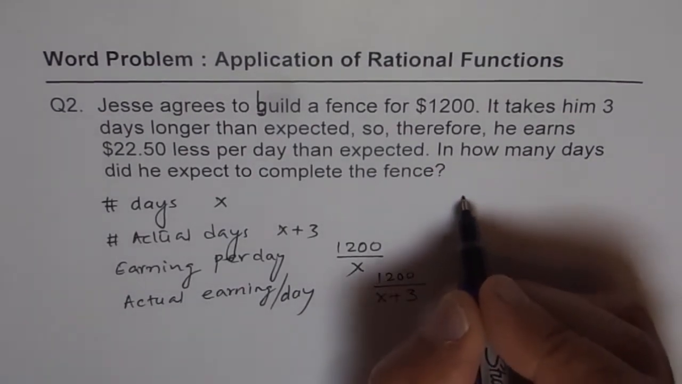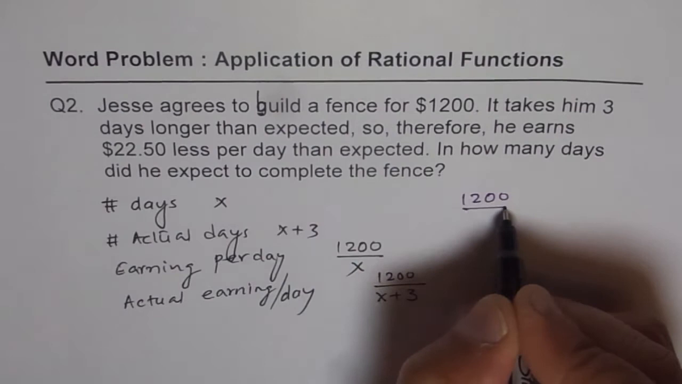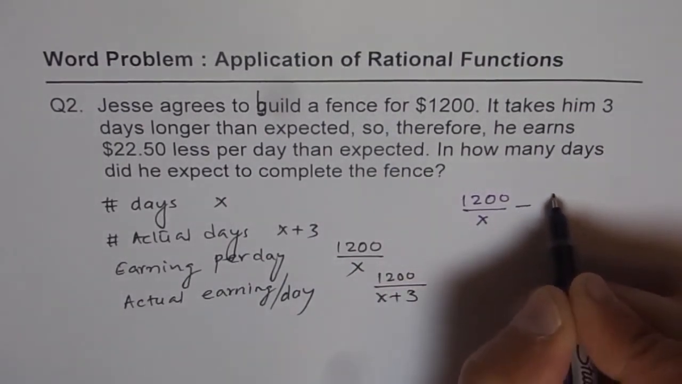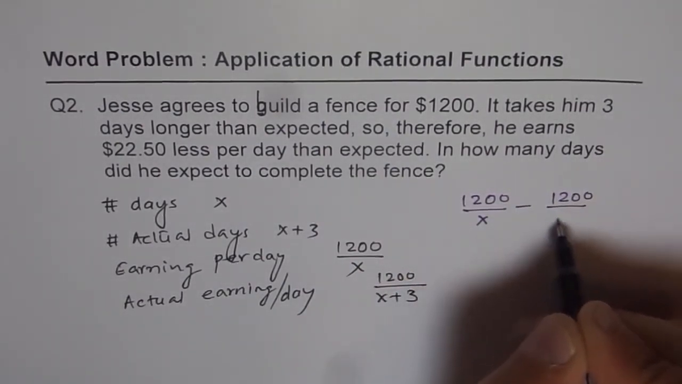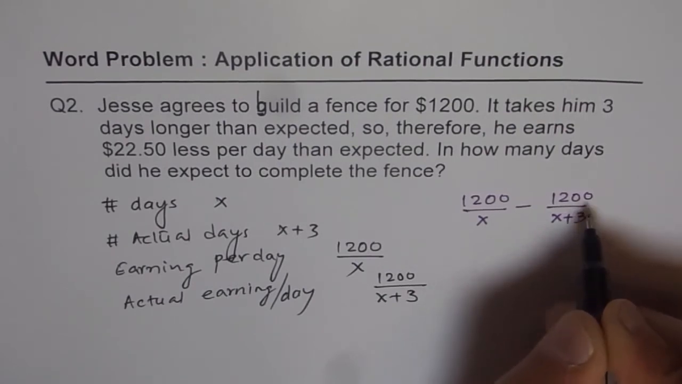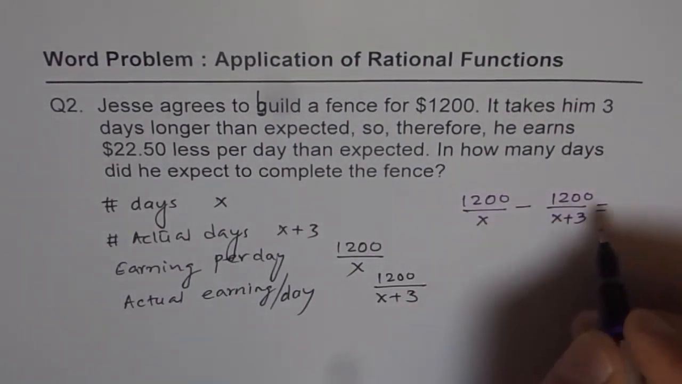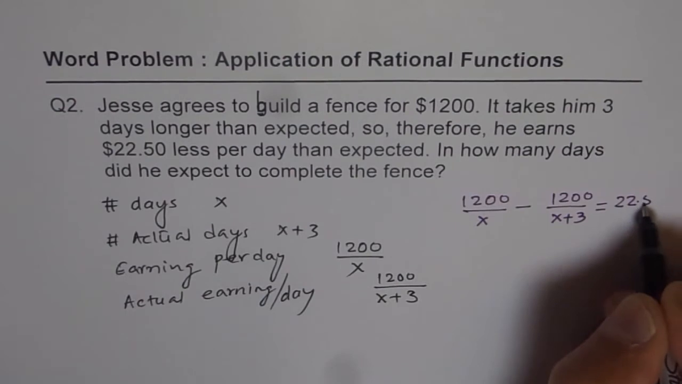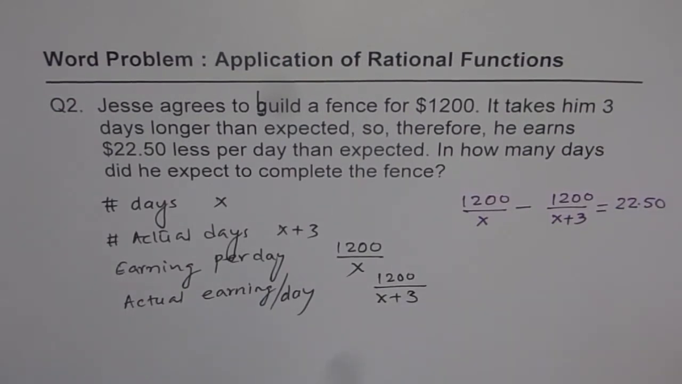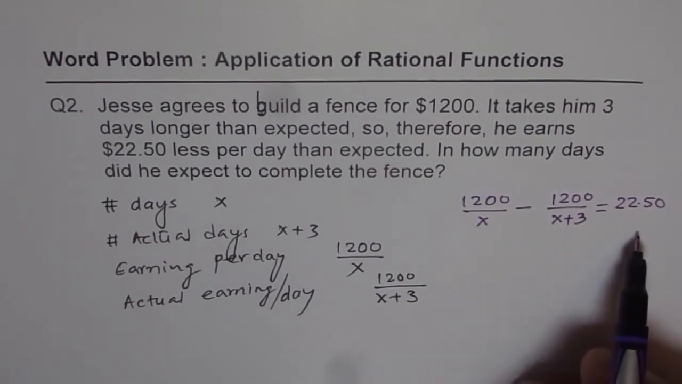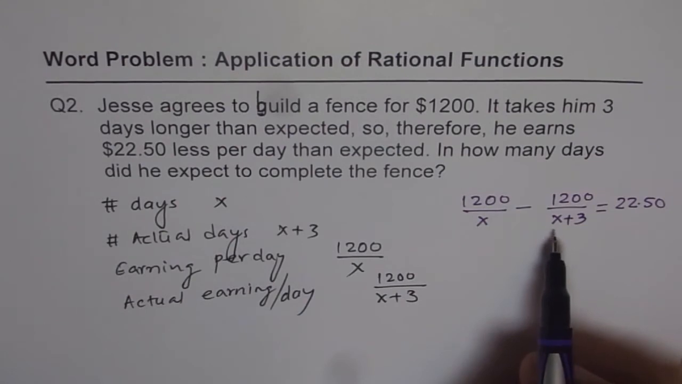And therefore the difference, which is 1200 over x minus 1200 over x plus 3, is equal to $22.50. So that is the equation which you need to solve. I hope you understand how we arrived at this equation. That is a critical part for you to understand.